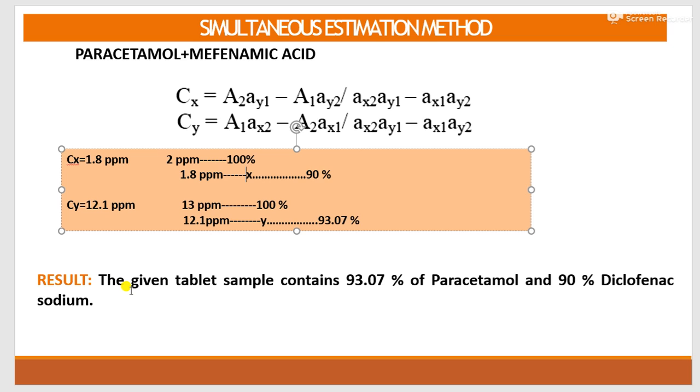The result you can describe as: the given tablet sample contains 93.07% of paracetamol, because this is our paracetamol, and 90% of diclofenac sodium.